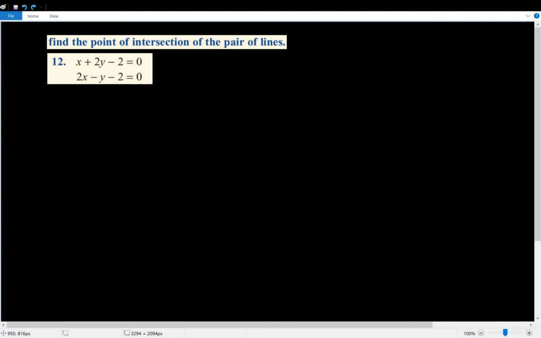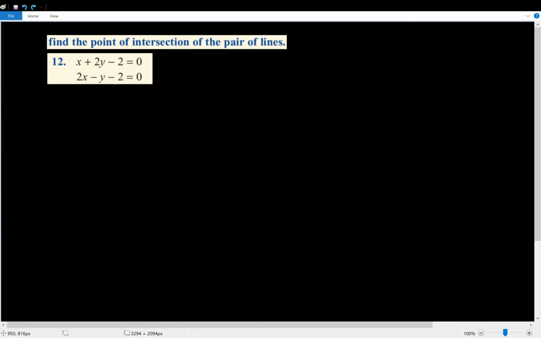This is question 12 from exercise 15.10 in Project Maths 2. We have to find the point of intersection of the pair of lines x + 2y - 2 = 0 and 2x - y - 2 = 0.